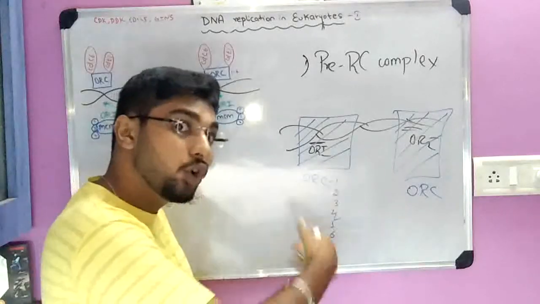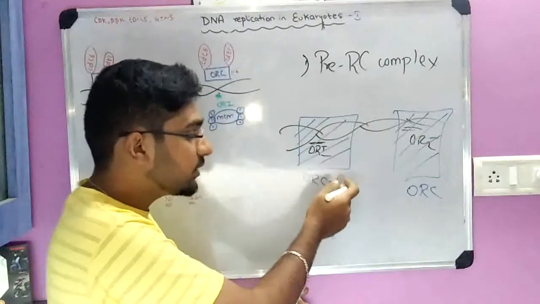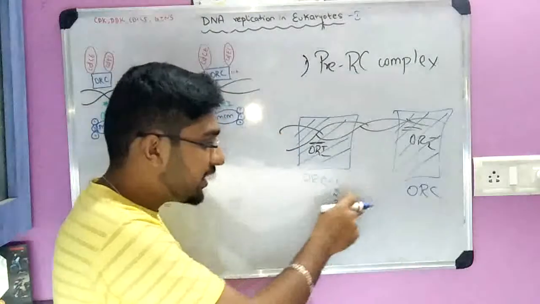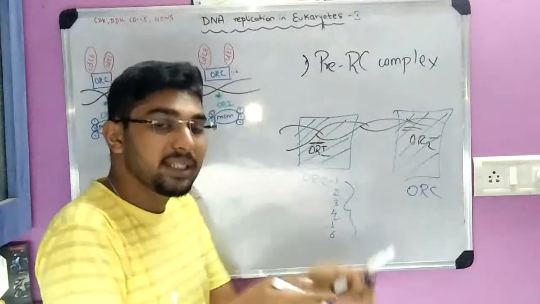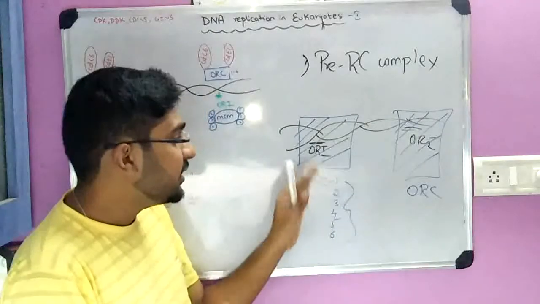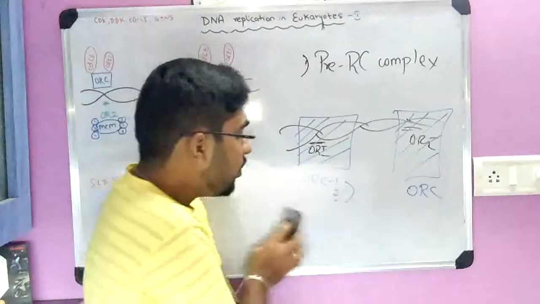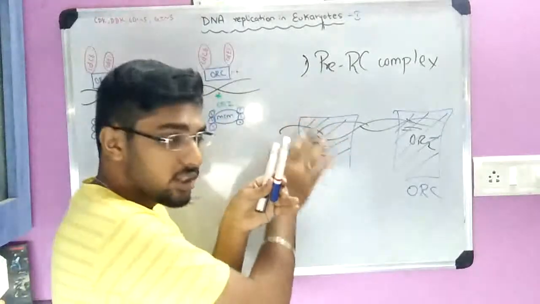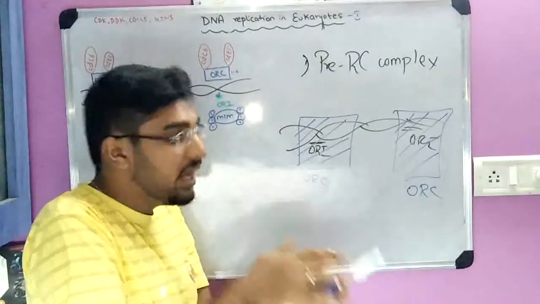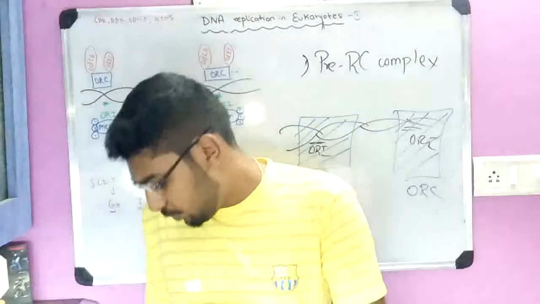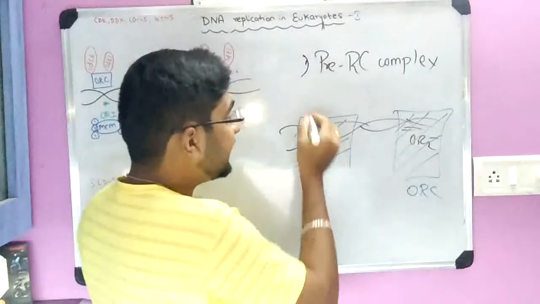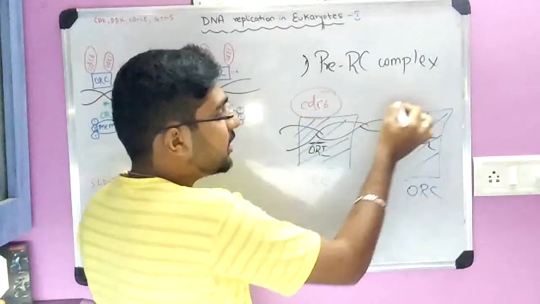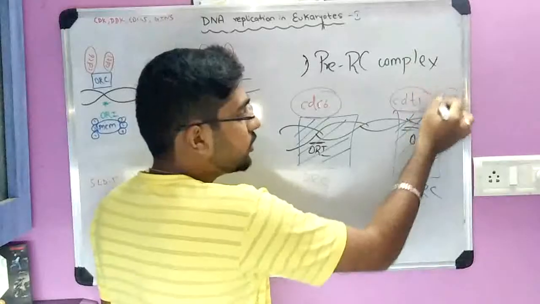Each subunit is coded by a separate gene. ORC1 is coded by a separate gene, ORC2 by a separate gene, ORC3 by a separate gene. So there are 6 subunits, coded by 6 genes. Now what happens? This is the first step. The entire ORC comes, recognizes your origin site and binds there. After this, 2 important proteins called CDC6 and CDT1 come and join.